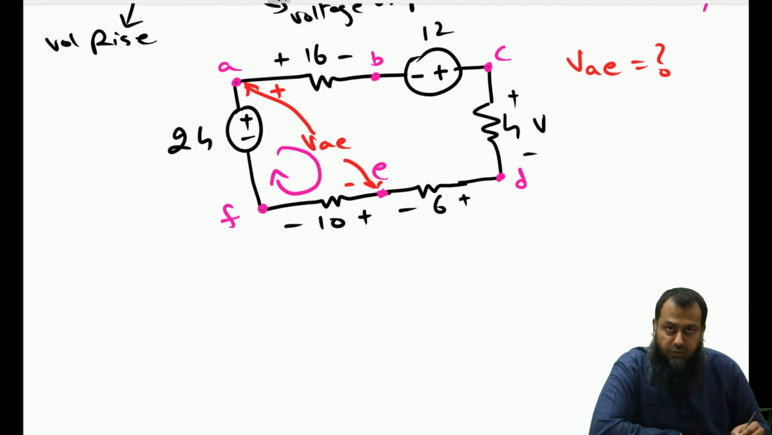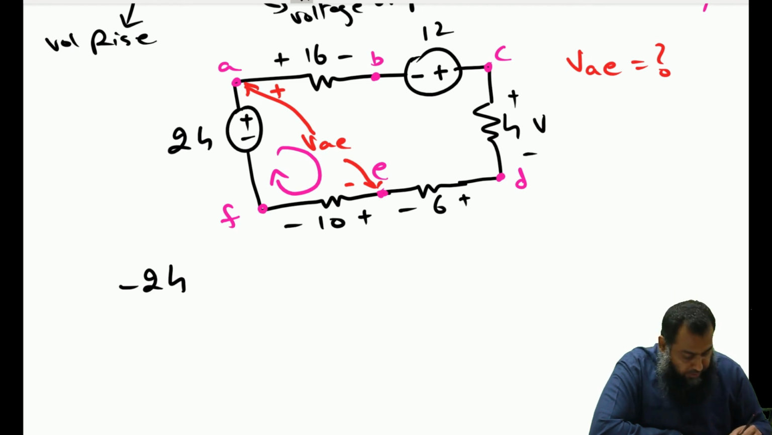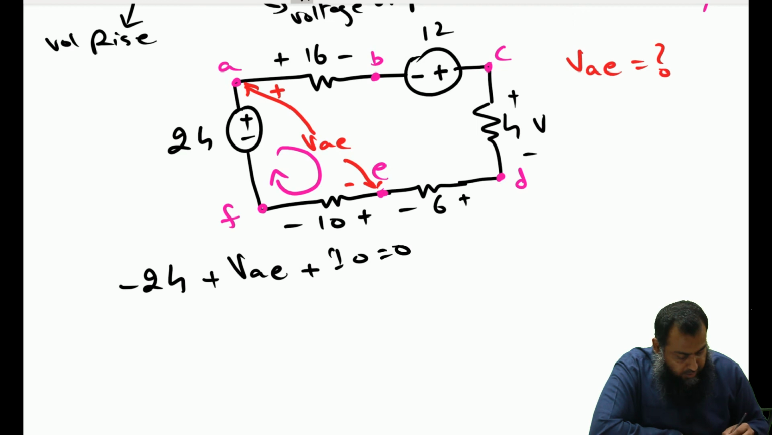Now if I apply the Kirchhoff's voltage law here, then the simple answer is this current is entering the negative terminal, so this is minus 24. Then it is entering the positive terminal of VAE, so I will write plus VAE. Then it is again entering the positive terminal of this particular resistance here. So this is plus 10, that is equal to 0, and consequently we have VAE equals 14 volt.